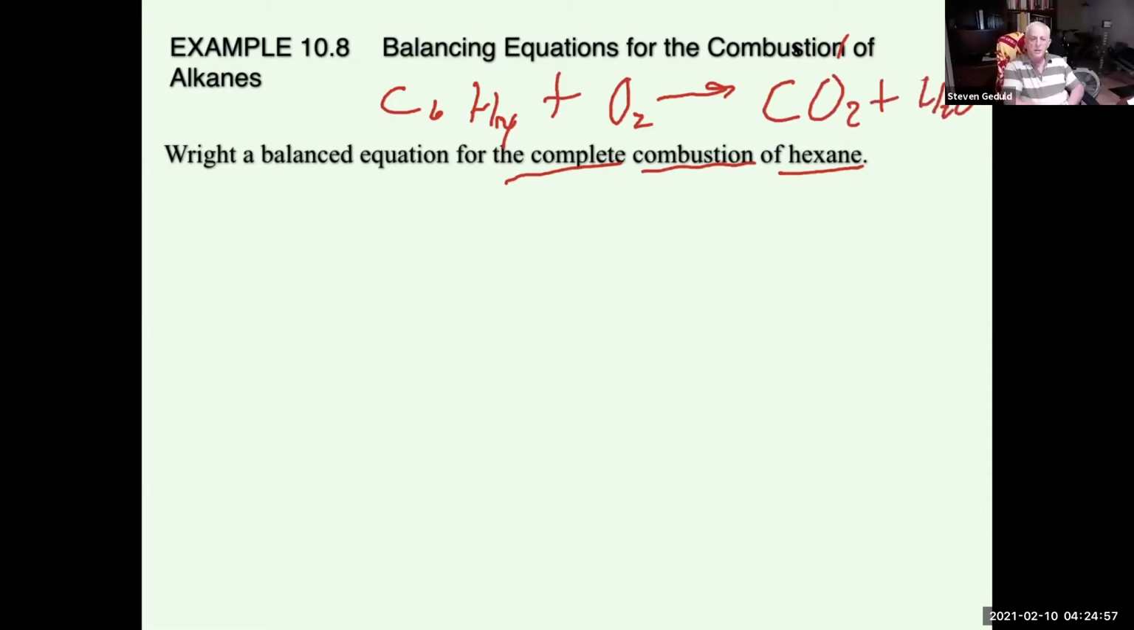The words you're looking for are hexane, which is what you're starting with; combustion, which means you're adding oxygen, burning in the presence of oxygen; and complete, which means it's CO2 and water. If it was incomplete, it would be carbon monoxide and water. So things combust in the presence of oxygen. They need oxygen to burn.